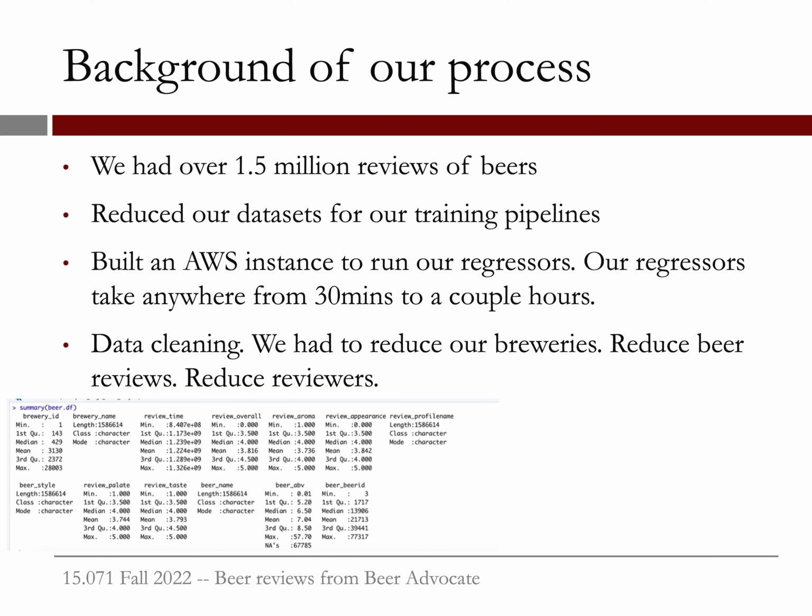As Edgar alluded to in the last couple of slides, we had quite a few beer reviews, 1.5 million to be exact. So we had to reduce our data sets for our training pipelines. This would allow us to run our models with fewer training samples. And then on the full data set, we used an AWS instance to run our regressors. These regressors would take anywhere from 30 minutes to a couple of hours. We also had to do a lot of data cleaning. We had to reduce our breweries, beer reviews, reviewers, and so on and so forth. And we'll talk more about that as we go through each of our regressors.